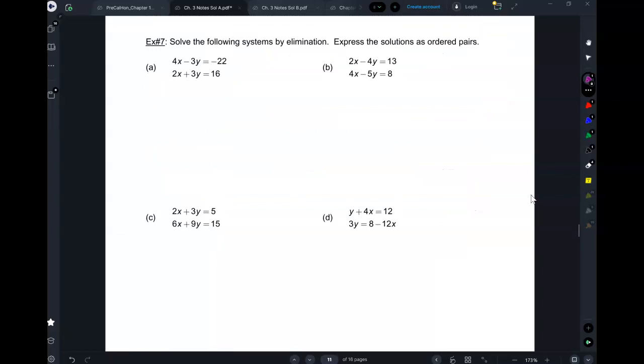All right, almost done. So here, oh, look, this one's easy, right? Because we have negative 3, positive 3. So I add 6x equals negative 6, x equals negative 1, plug it into the first one, I get negative 4 minus 3y equals negative 22. Negative 3y equals negative 18. Y equals 6.